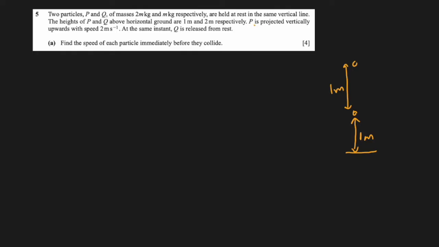P is projected vertically upwards with 2 meters per second. At the same time, Q is released from rest, with 0 meters per second. Find the speed of each particle immediately before they collide. So, suppose they collide here. Let's call this distance x from the bottom. That means this distance will be 1 minus x, right?